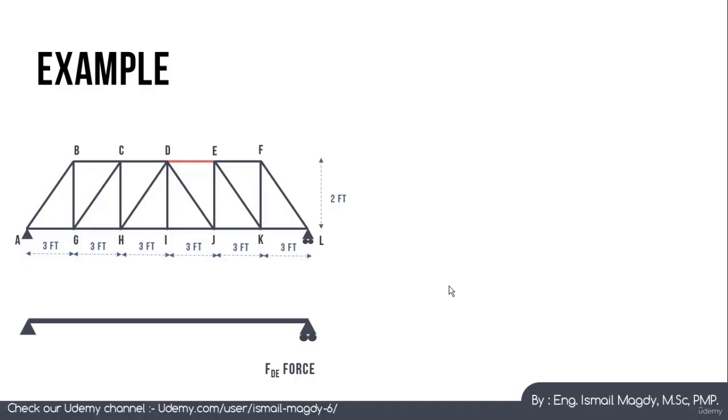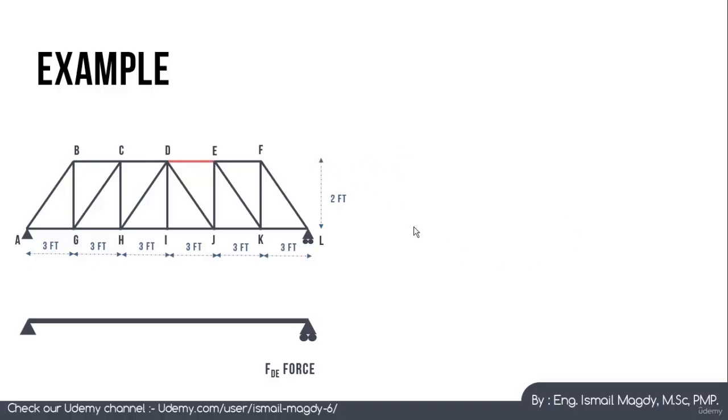I am going to start directly with an example so you can understand what I mean. It is a very simple process, and you just need to understand the steps to carry out the influence line for trusses. Here we want to plot the influence line for the force inside the DE member.